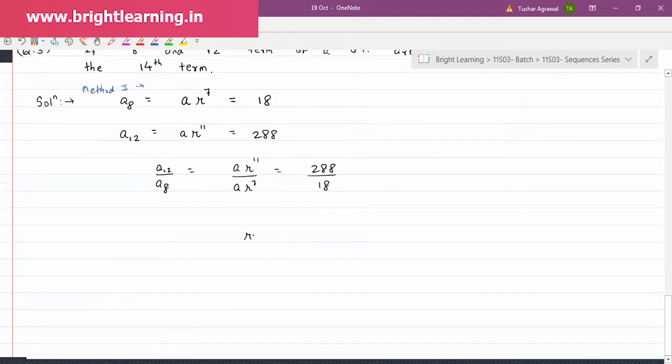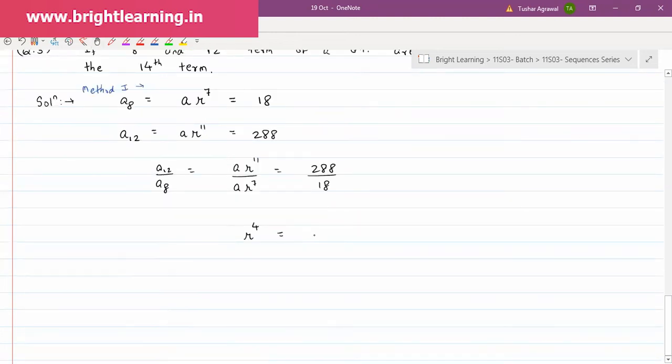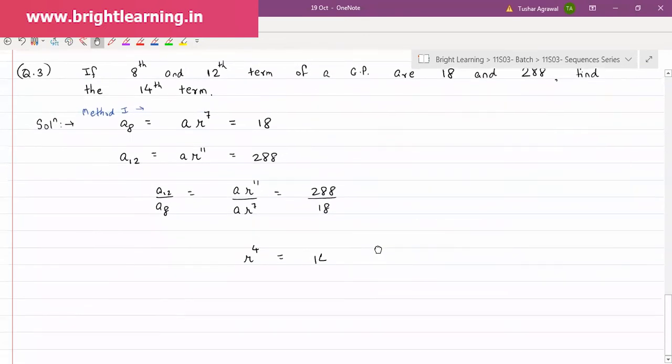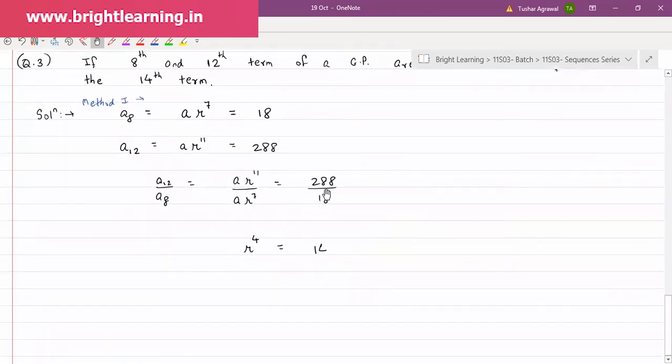This turns out to be equal to, r raised to 4 is equal to 18 ones are 18, and this is 10, 100 and 8, 18 sixes are... 16. So r is either equal to 2 or equal to -2. Got it? r to the 4 is 16, so r can be positive also, negative also.